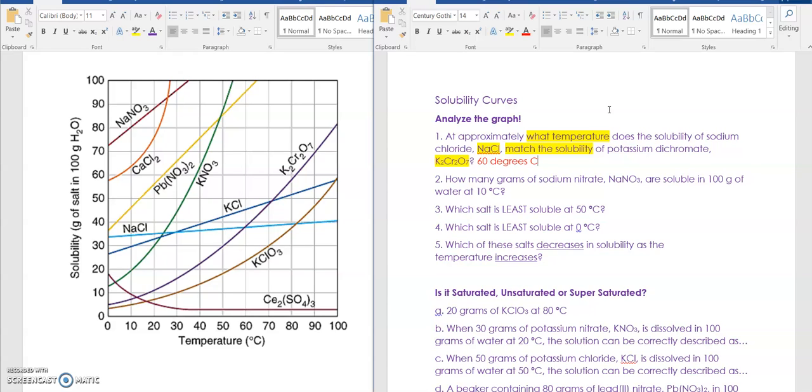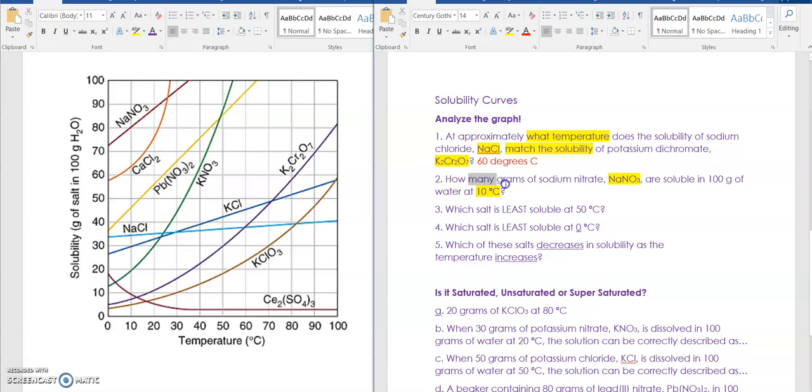Let's look at the next question. Number 2 says, how many grams of sodium nitrate are soluble in 100 grams of water at 10 degrees Celsius? I know that this whole graph is showing me the solubility within 100 grams of water. So that is not as important a piece of information as the other things given to me, like the chemical formula or the name that I'll be able to locate on the graph, as well as the temperature that I need to be looking at.